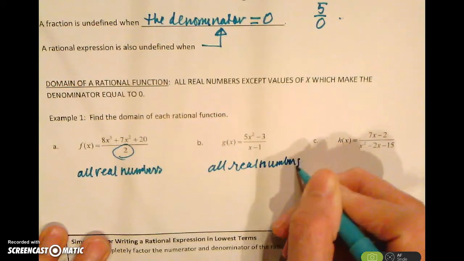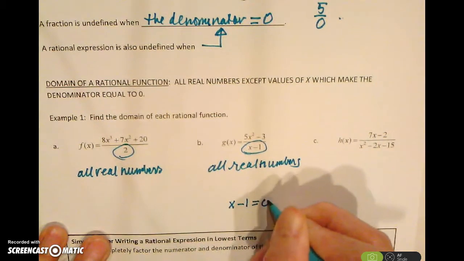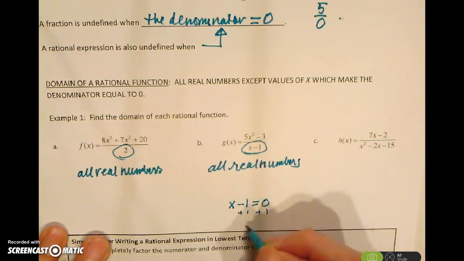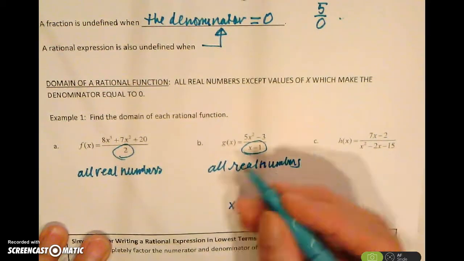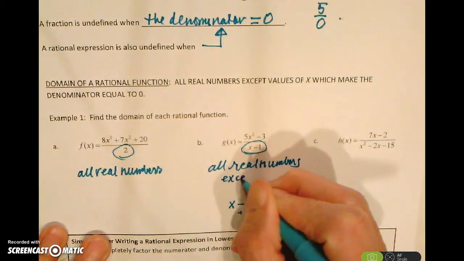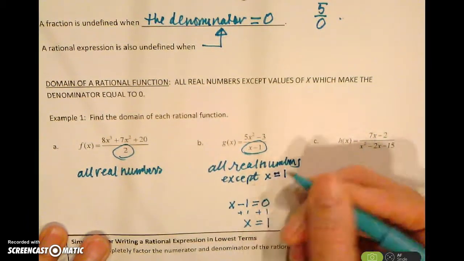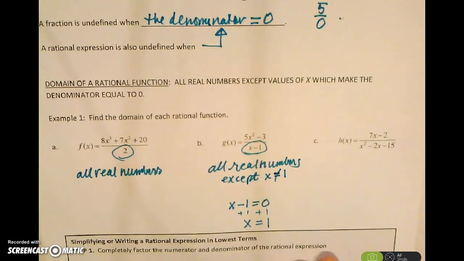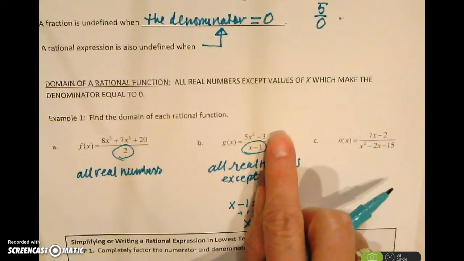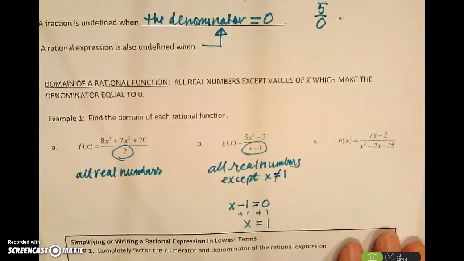But this time, I do have a denominator, x minus 1, and I can ask, where does that equal 0? I'm going to add 1 to both sides and get that x is equal to 1. So for this one, the domain is going to be all real numbers except x equal to 1. So x can't be 1. Notice if I put a 1 in, I get 5 minus 3 is 2, and then 1 in the denominator will give me a 0, and 2 divided by 0 is undefined.